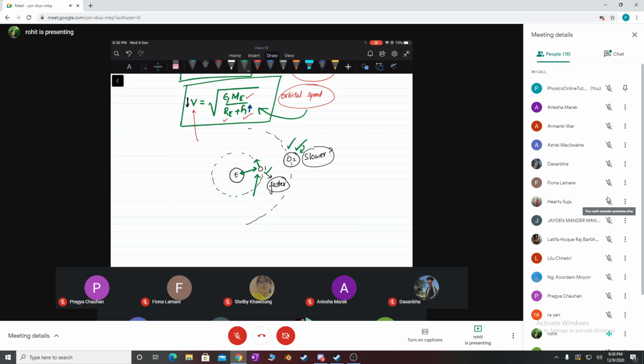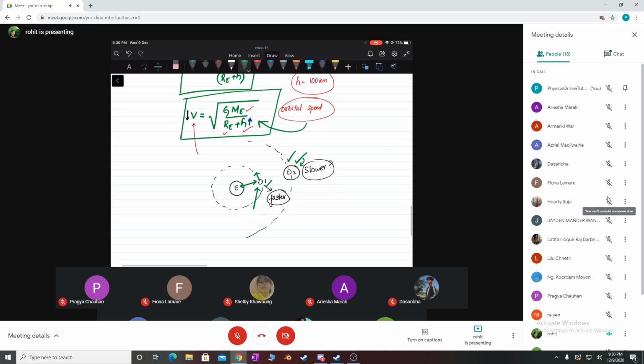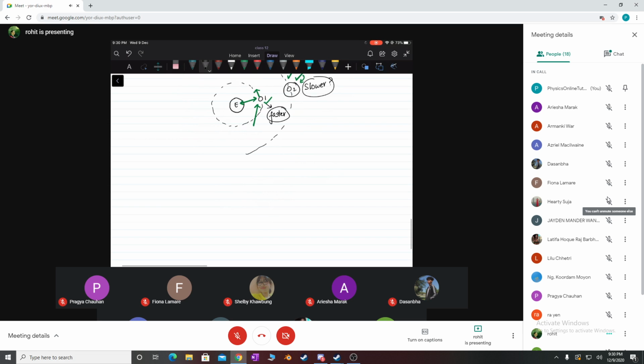Okay, so let's proceed now, and let me show you what else I can do with this formula. There's a much better way to write it down. I'll show you now. Just now you have learned orbital speed is equal to how much? Root over of capital G ME divided by RE plus H. You have to remember this because it will be handy, okay?